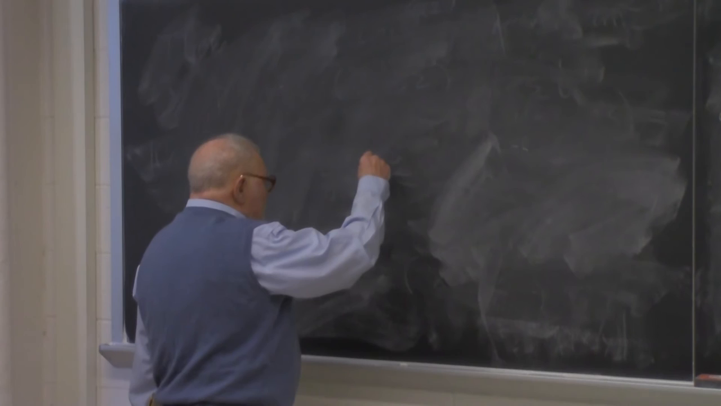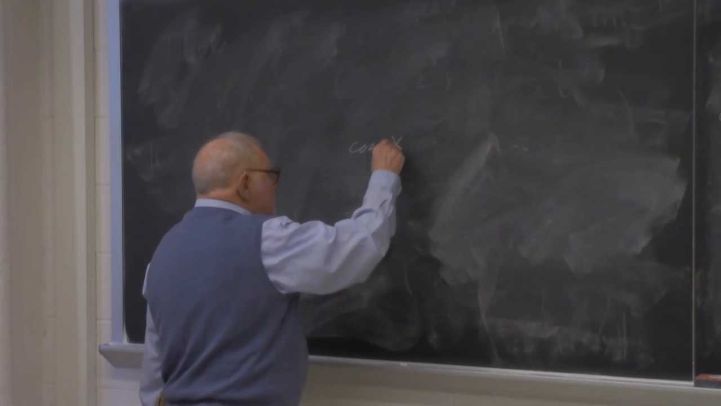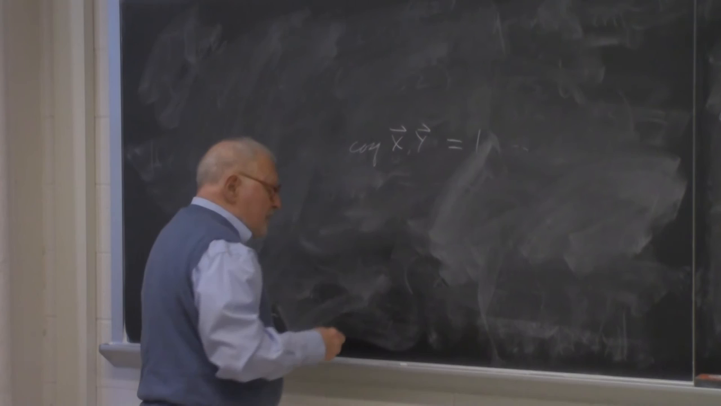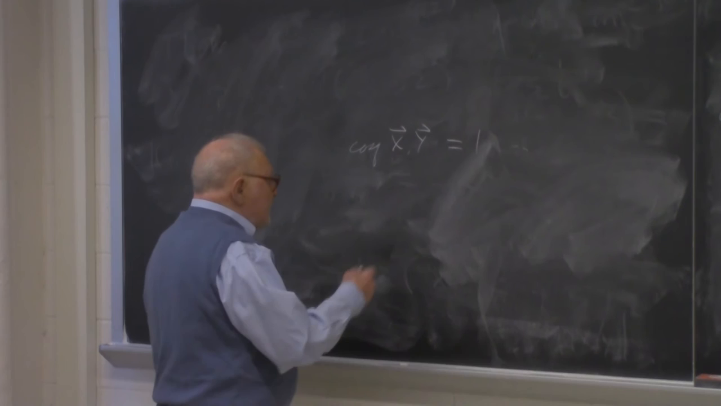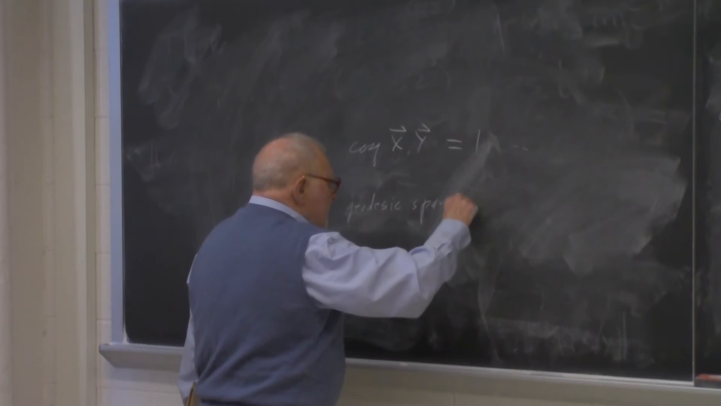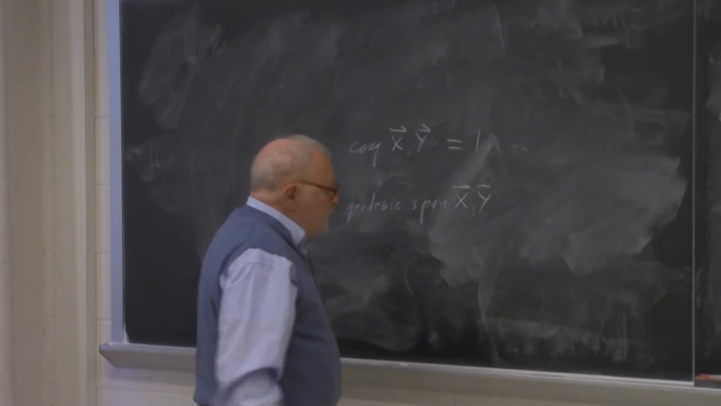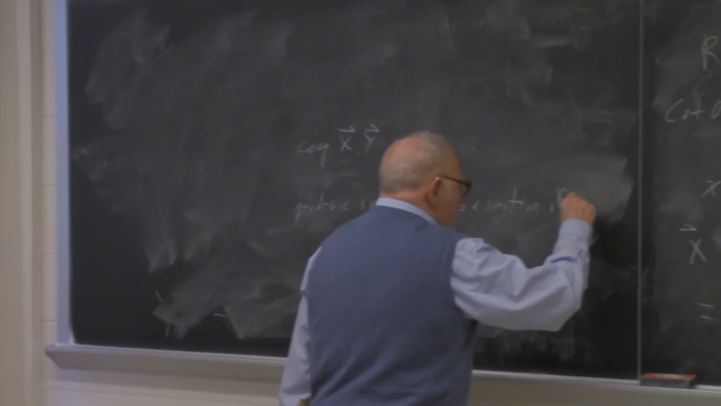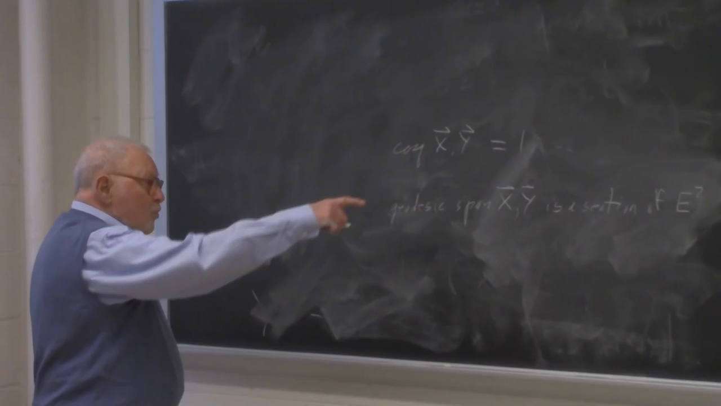Suppose that cosq of xy is equal to 1, and suppose it's always less than or equal to 1 for everything in the space. Then I say that the geodesic span of xy is a section of two space. Now, essentially, the same proof works.